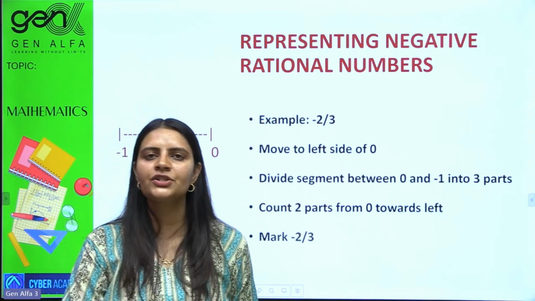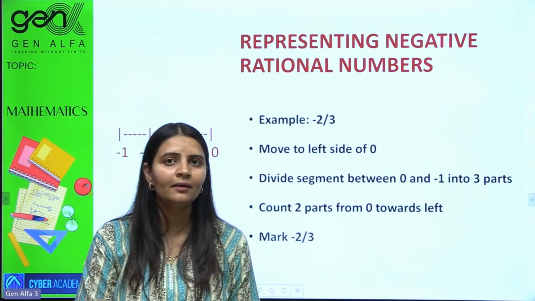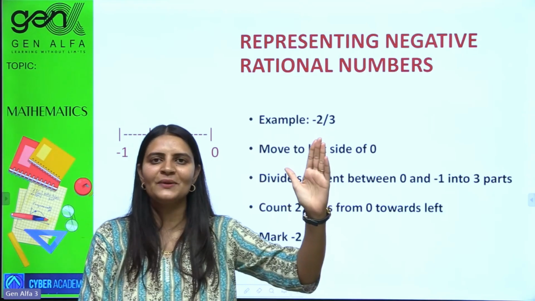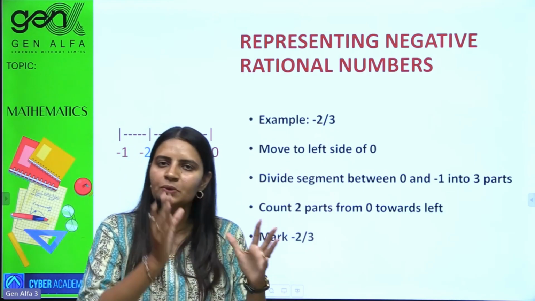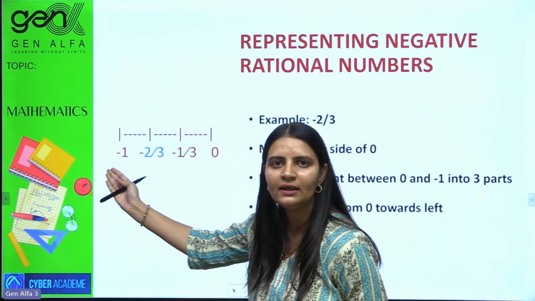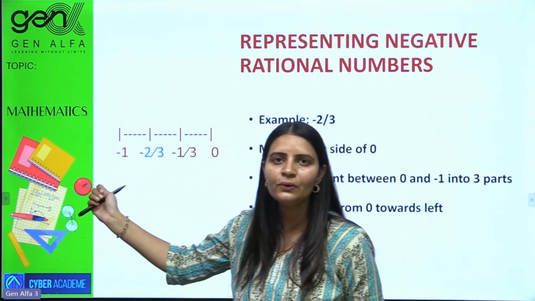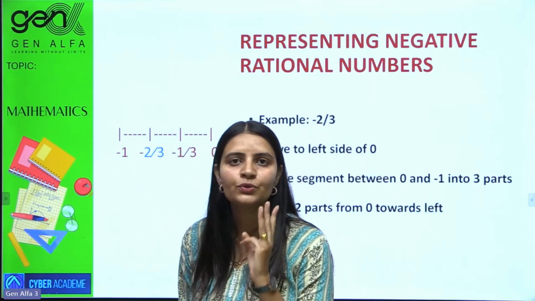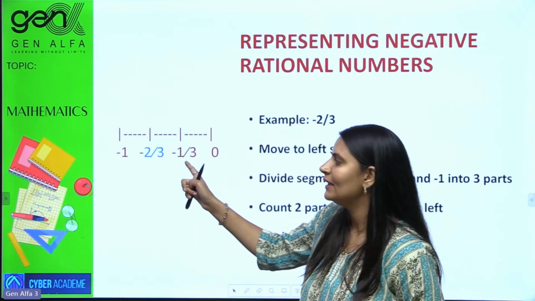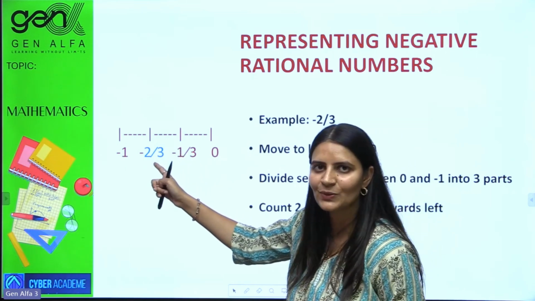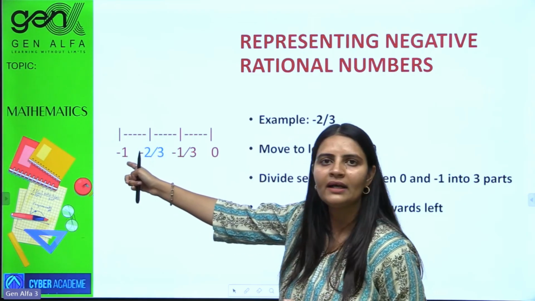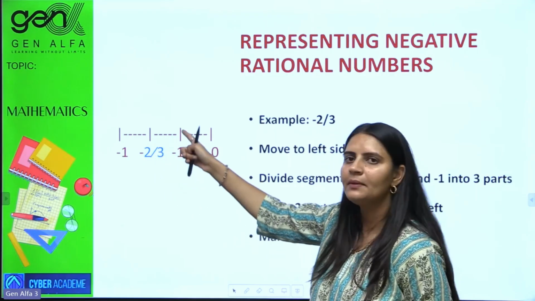Yes, ma'am, it is a proper fraction. Where should it lie? From 0 to 1. But it has a minus sign. Just take it from 0 to minus 1. So it would lie to the left of 0. Here, from 0 to minus 1. Now, how many parts are you going to divide it into? The denominator is 3. So, 3 parts. 1 by 3, but minus 1 by 3. 2 by 3, but minus 2 by 3. This is 3 by 3, minus 3 by 3, giving you minus 1. So you have located minus 2 by 3.